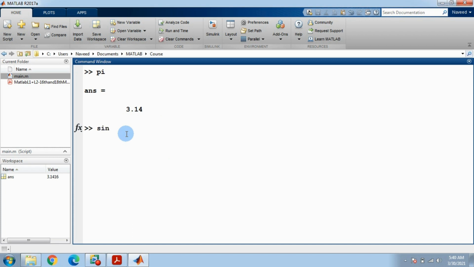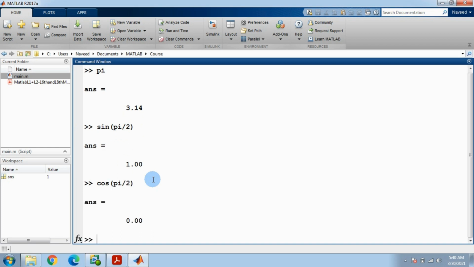So let's write sin of pi by 2, which is sine 90 in degrees, or pi by 2 in radians, and the expected answer is 1, because sine 90 or sine pi by 2 in radians should give us 1. So if I press enter, it returns me 1. Now if I write cos of pi by 2, it should give us 0. So cos of pi by 2 gives us zero as expected.